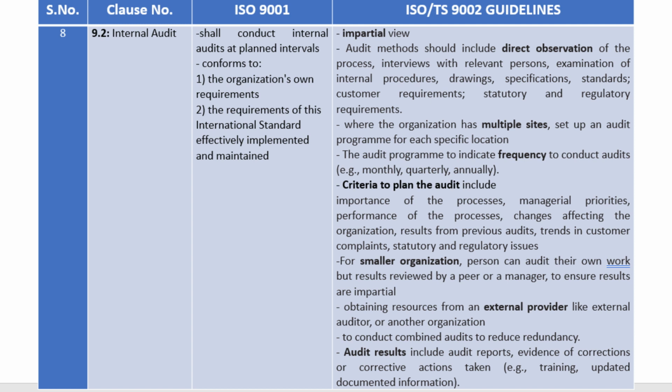and what are the different ways in which we can consider all that information. It's also talking about multiple sites, how to make an audit program for each specific location. Then it's also talking about how we can decide the frequency of conducting the internal audits. It's also talking about smaller organizations where it is very difficult to have different people who can audit different people. So what to do, how to deal with that, and what needs to be done with respect to the audit results, and what kind of different documents we can make with respect to that.